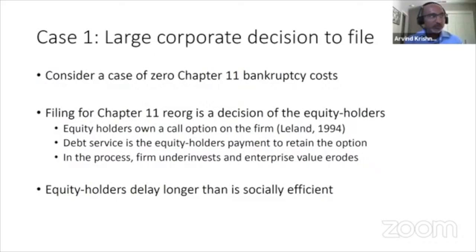Now, the key point to notice from my logic here is that this decision to file is based on option valuation logic and not bankruptcy cost considerations, whereas from a social perspective, it's all about bankruptcy costs. That means that in this case, with zero bankruptcy costs, generically what will happen is the firm will file too late. It'll let the firm value erode, the debt overhang problem. And basically, it's a classic zombie firm problem.